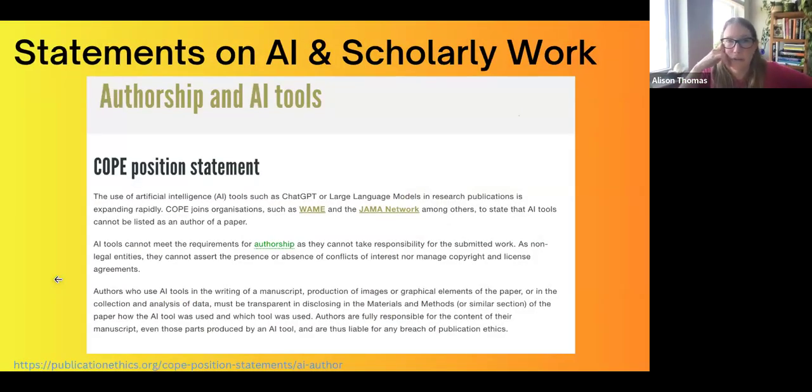And so, of course, it wasn't long before professional organizations and journals put out statements and made standards in their pages available to researchers. So COPE is a committee on publication ethics. A lot of big journals refer to COPE or take lead from COPE in determining how they're telling scholars who want to publish in their pages what to do with AI use. And COPE has been pretty solid from the beginning that AI tools can't meet the requirements for authorship, and that authors who use AI tools are responsible for validating, and they must be transparent about what they're using it for.